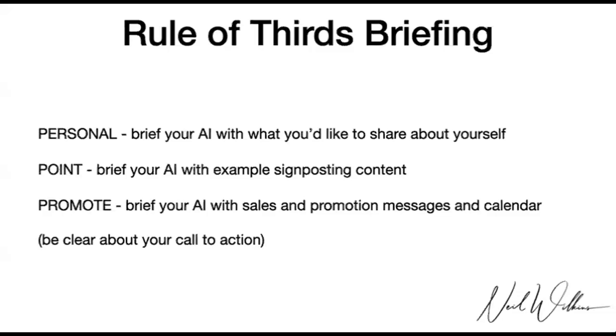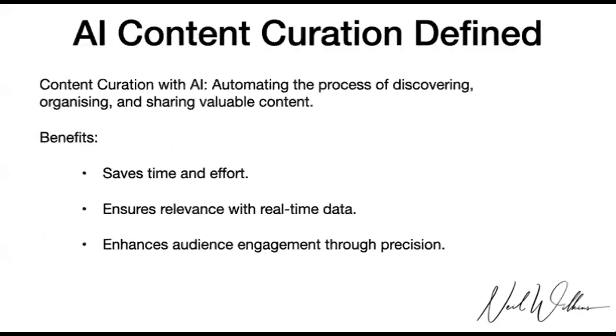And of course, with all of this in mind, be super clear about your call to action. If you have a keyword phrase or some other call to action that is consistently yours and you want to see it, tell it. Don't expect it to be able to second guess. Tell it what you want. Tell it what the call to action is. The briefing is everything in content marketing with AI. It really, really is. And so let's think about this from a content curation perspective.